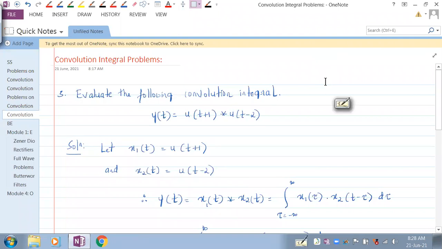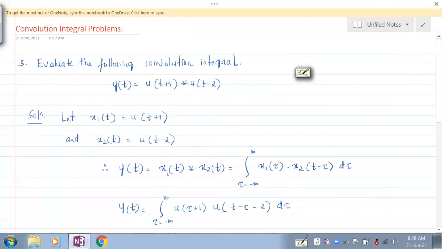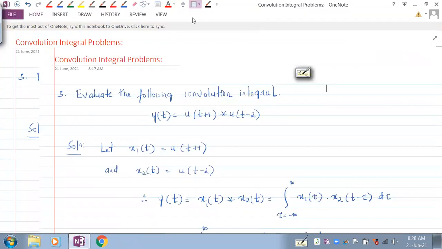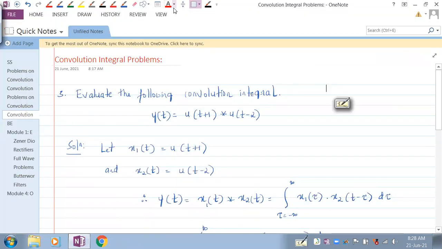The third problem of convolution integral. They are asking us to evaluate this particular integral. Since this is a continuous time signal, it is called an integral. A discrete time signal, it is called a sum. Everybody understand that?